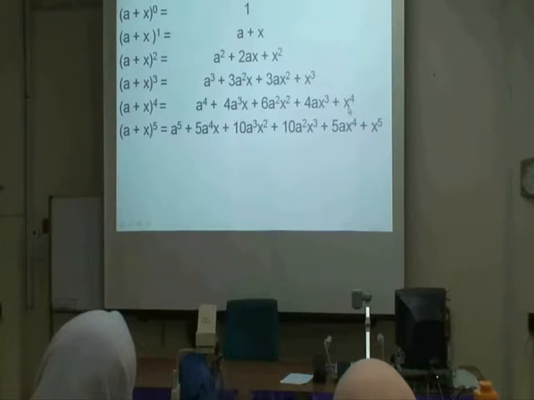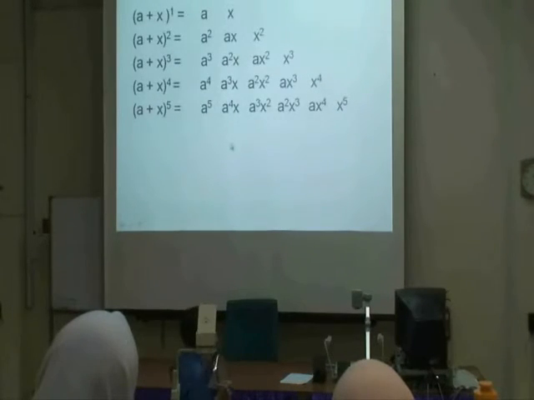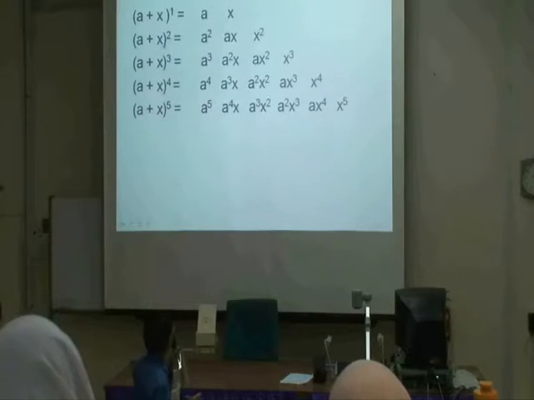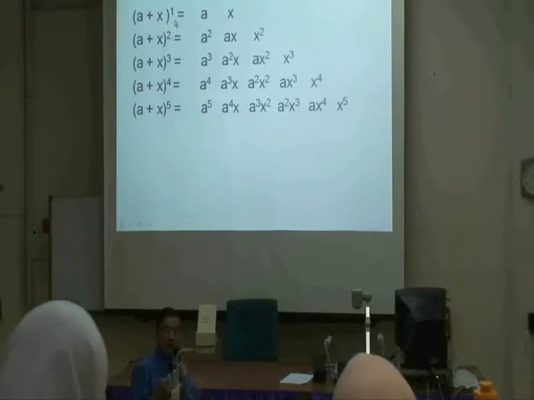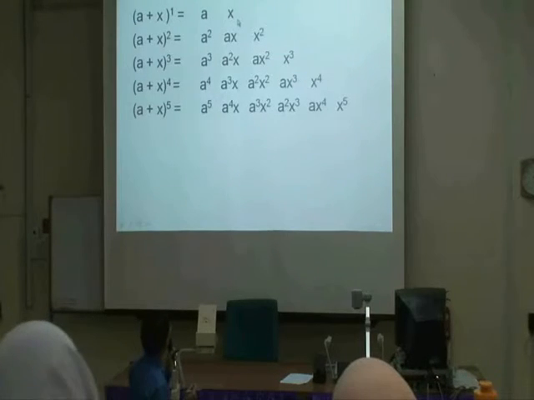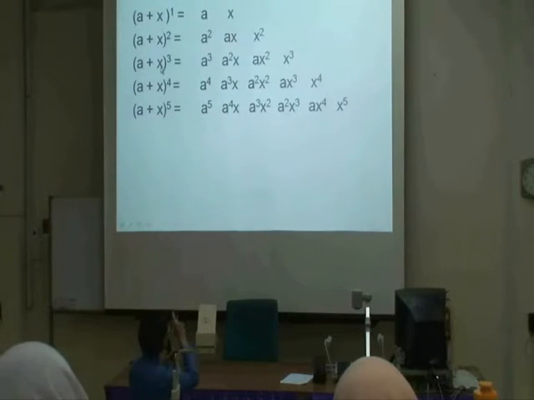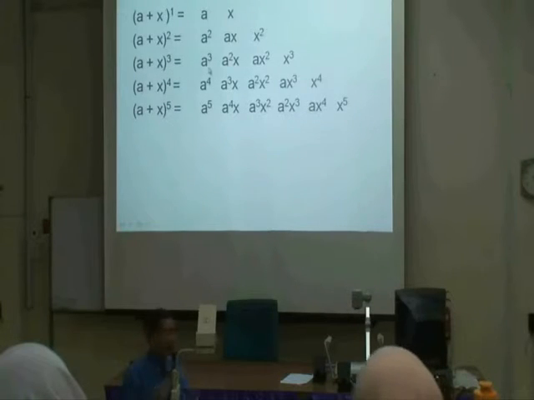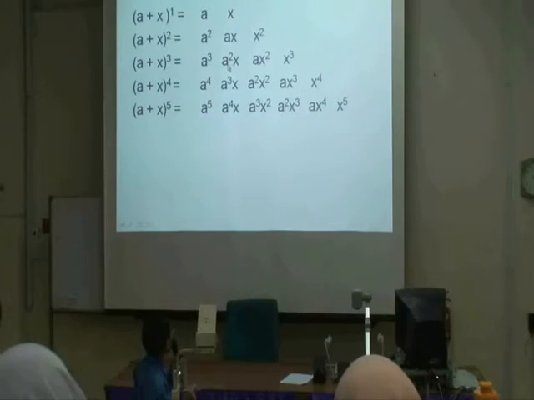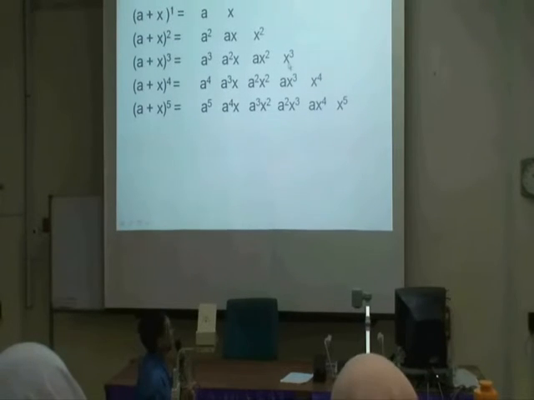Now let us consider the terms in this expansion, the terms without the coefficient. You notice for (a + x) to the power 1, you have two terms, which are a and x. And (a + x)², there are three terms. The first term is a², followed by ax, followed by x². And then for (a + x)³, when you expand, there are four terms. The terms are a³, a²x, ax², x³, and so on.